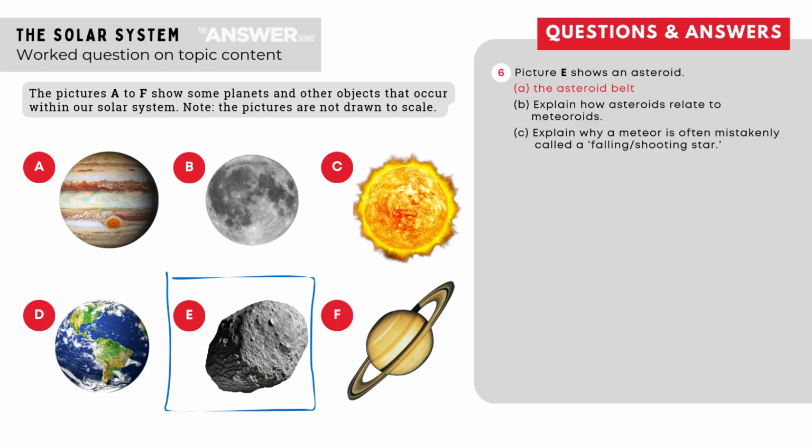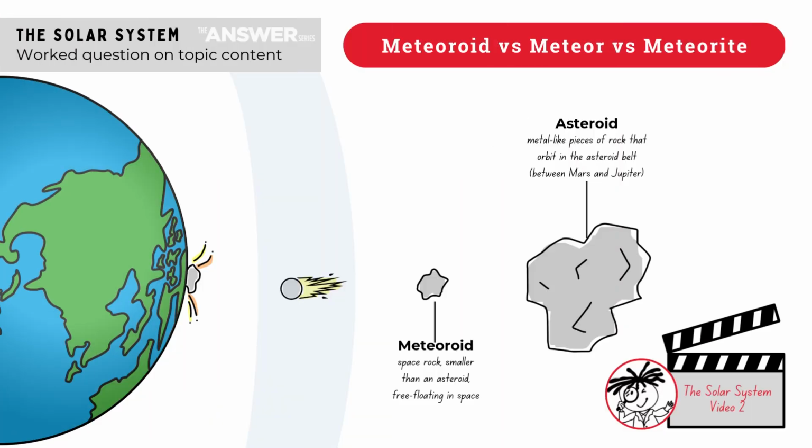Then B asks us to explain how asteroids relate to meteoroids. So explain how these two terms relate to one another. In video 2 on the solar system, we discussed that asteroids occur in the asteroid belt between Mars and Jupiter, and these metal-like pieces of rock orbit in that belt until they collide with one another. Sometimes smaller pieces break off, and they then move out of the asteroid belt and start accelerating toward whatever planet is closest. These free-floating rocks in space are what we call meteoroids. So asteroids, to a large extent, relate to meteoroids because they give rise to them. They are a source of meteoroids.